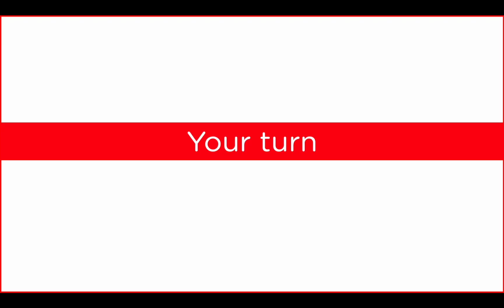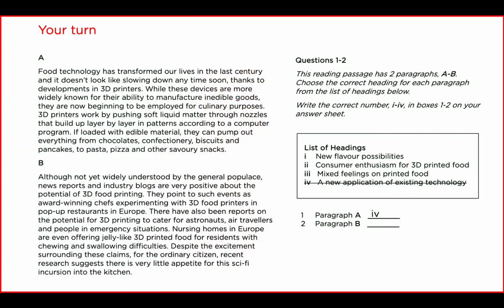So over to you now. You're going to do paragraph B, and remember the method. Start with the paragraph, read it top to bottom, and then read the headings top to bottom and choose one. You have 90 seconds.